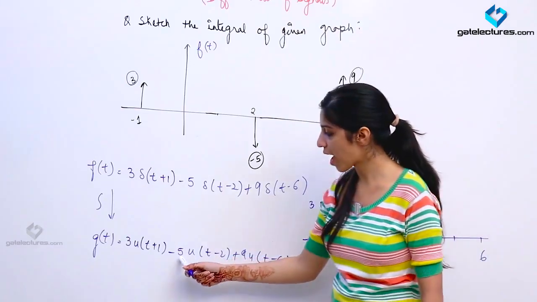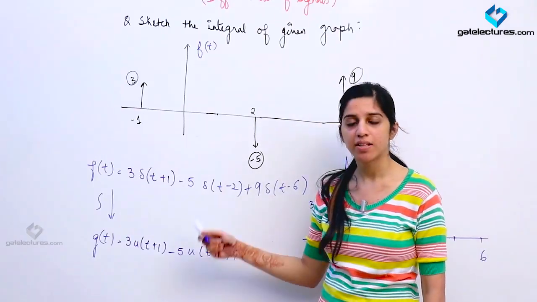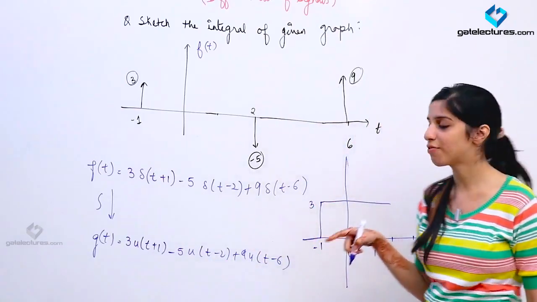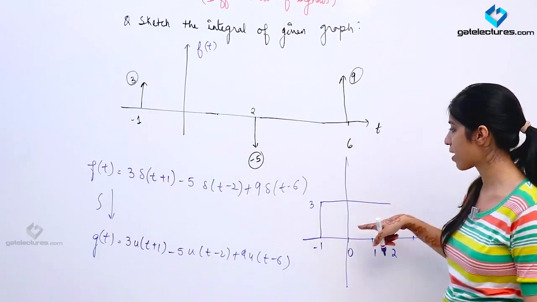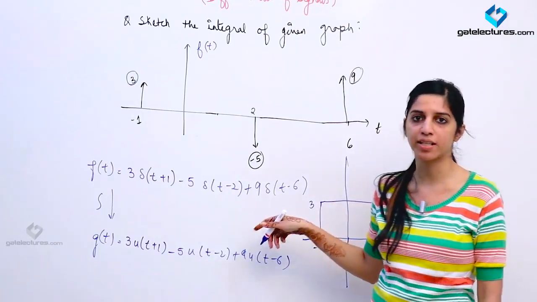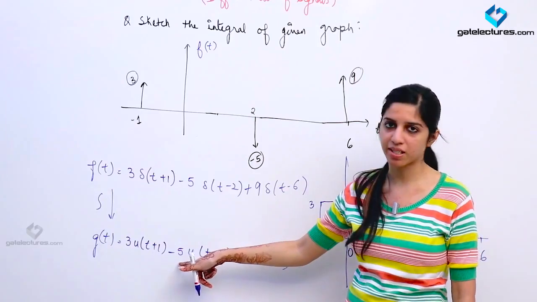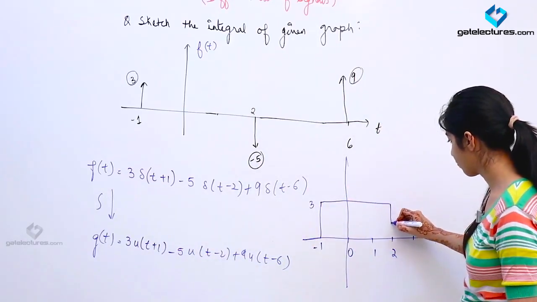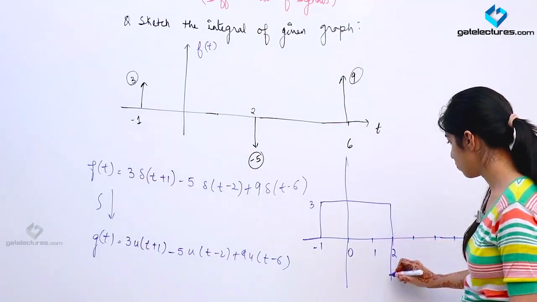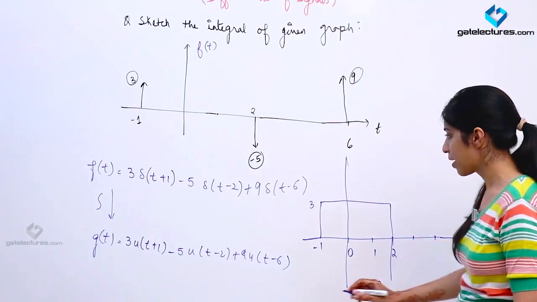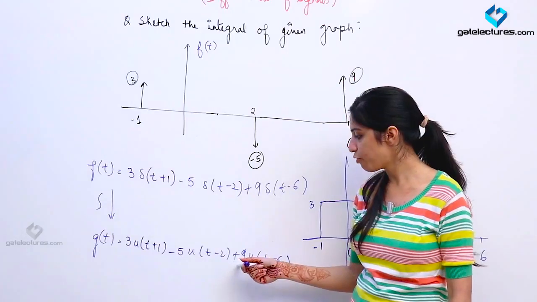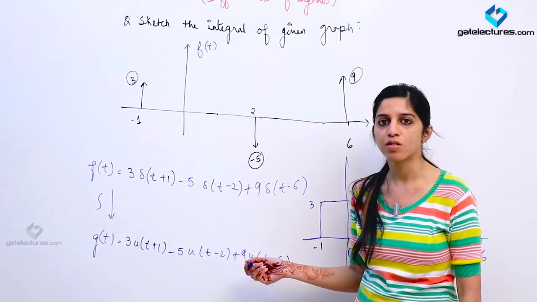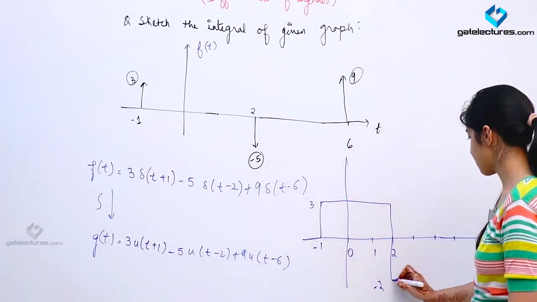At t equal to 2, we have a step of minus 5. A step of minus 5 means the final value of this function is going to be minus 2. Already we had a step of 3, now we introduced a step of minus 5, which makes the final value of this function minus 2. Now again I have a step of plus 9 at t equal to 6. This is going to make the final value of the function 7.